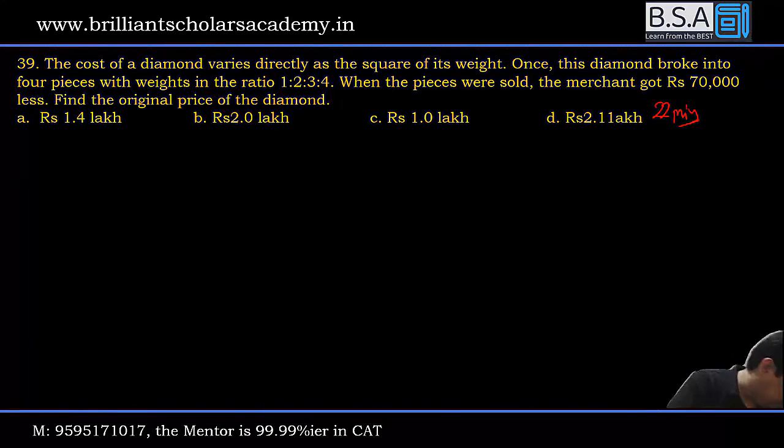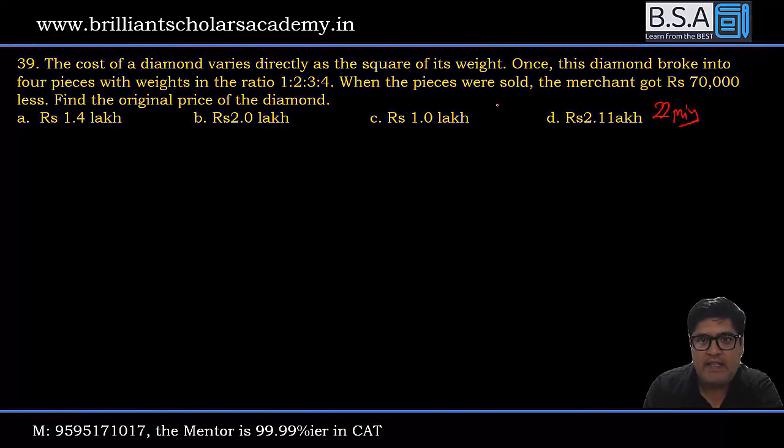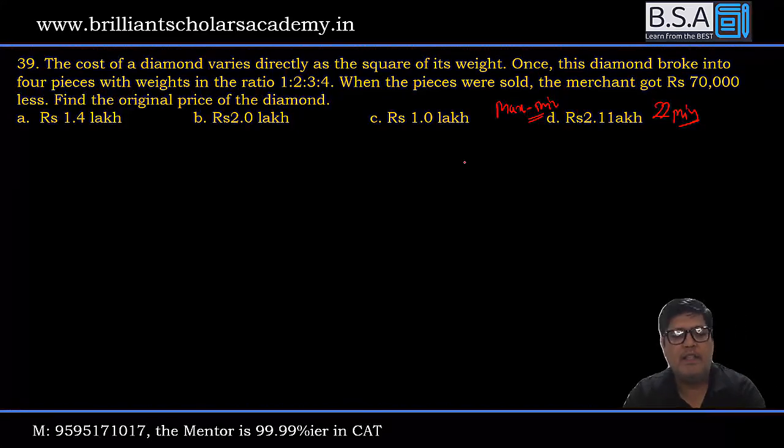The question you are seeing right now on the screen, CAT 2023 had a similar question, afternoon slot, but the question in the exam was maxima minima based. This is slightly on the easier side.